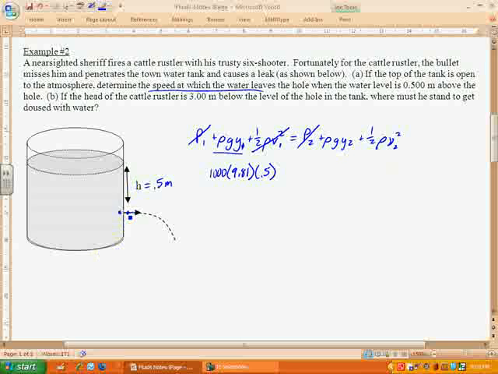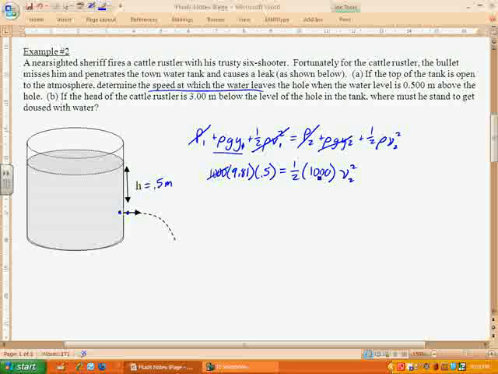If we want to simplify things, cancel out the 1,000. 1/2 cancels out on either side, so 9.81 equals v squared. So let's take the square root of 9.81, and we get 3.13. So the velocity is 3.13 meters per second.